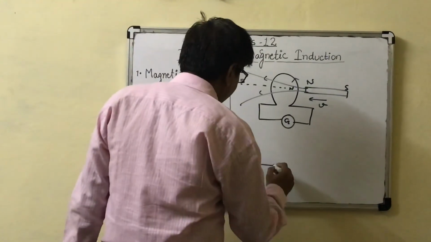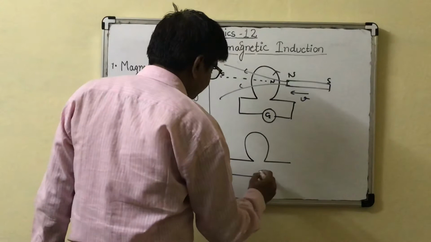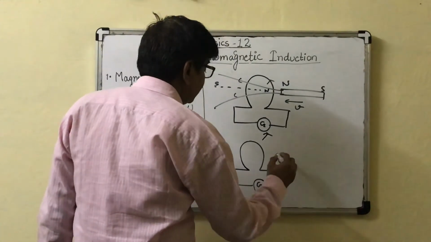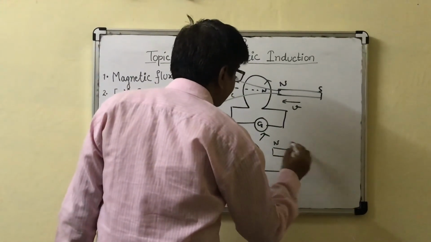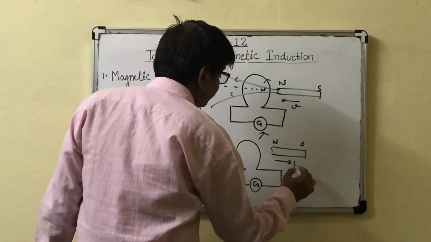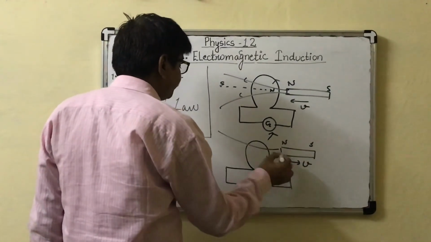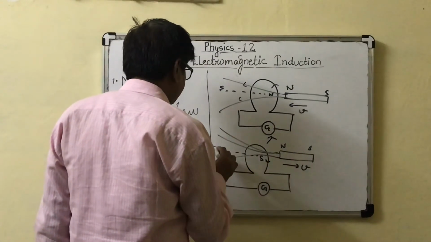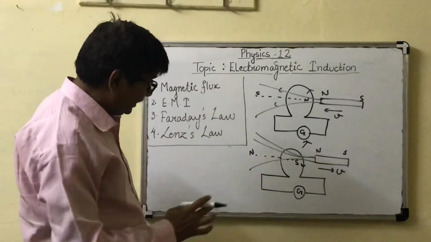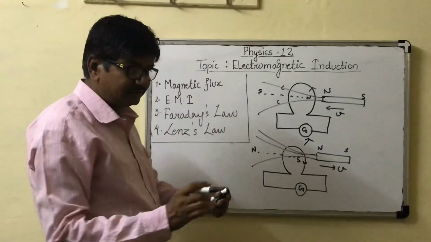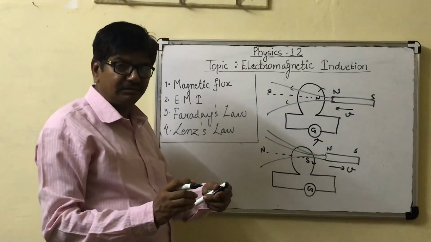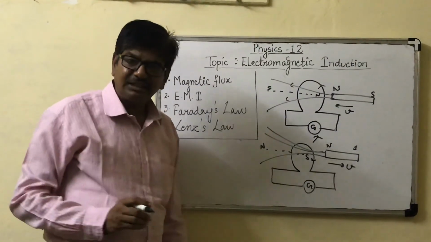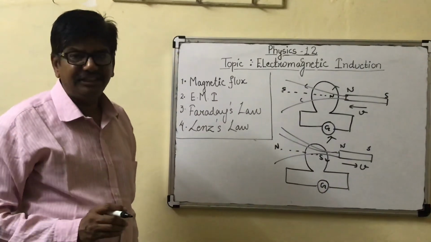Now, second, suppose this is a coil connected to a galvanometer, and this is a bar magnet, N and S. When moved away from the coil, current flows clockwise, and the face of the coil represents south polarity. In this case, this is south and this is north, so they attract, but we have to do some work against the force of attraction. This work is also converted into electrical energy as induced current.